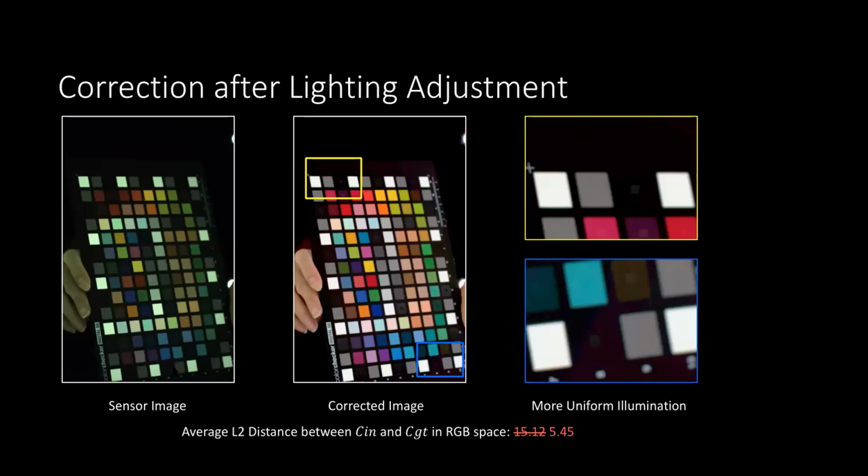So here is our result after the lighting adjustment step. And this time we can see the white patches in the top row and the bottom row possess the same level of contrast compared with the reference color space. And numerically, we get lower error.